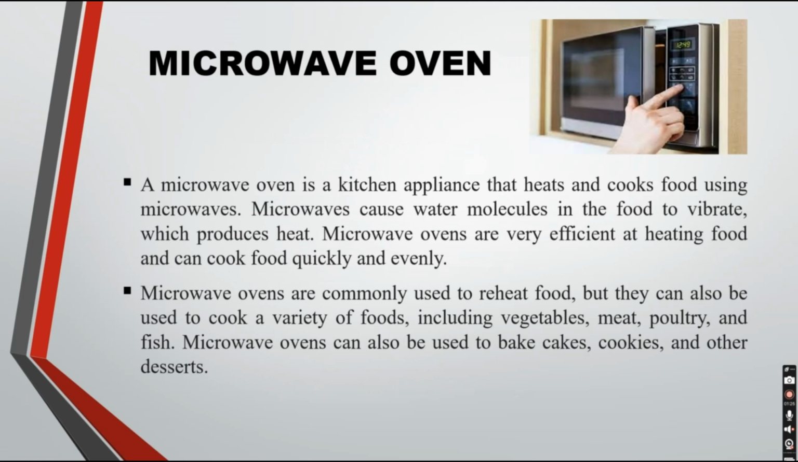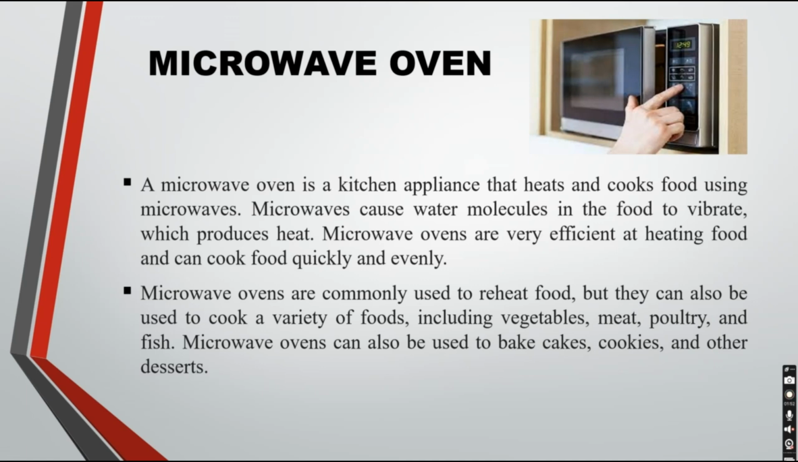Firstly, we talk about what a microwave oven is. Basically, a microwave oven is a kitchen appliance that heats and cooks food using microwaves. Microwaves cause water molecules in the food to vibrate, which produces heat. Microwave ovens are very efficient at heating food and can cook food quickly and evenly.